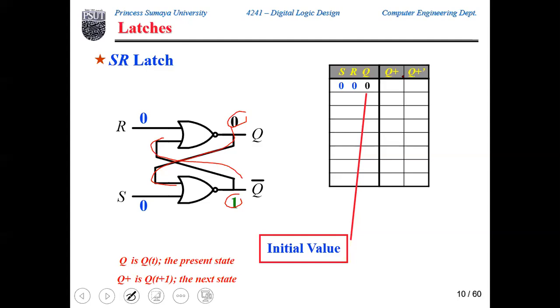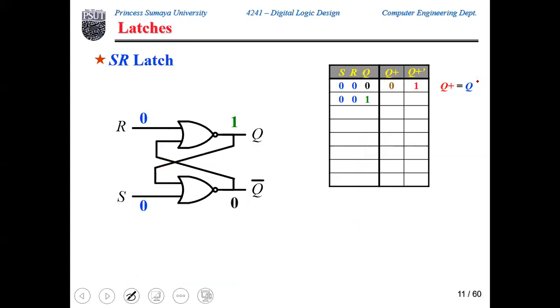So what happened to Q? Q will become 0 and Q bar will become 1, which is straightforward, which implies that the value to be stored is basically the same as the previous value. So nothing has changed. If you remember, we call this operation hold. If I want to hold the value in the SR latch, I need to make R and S 0, 0.